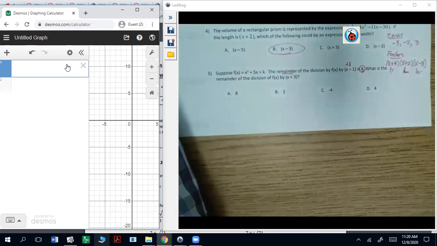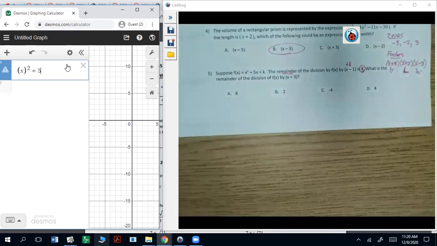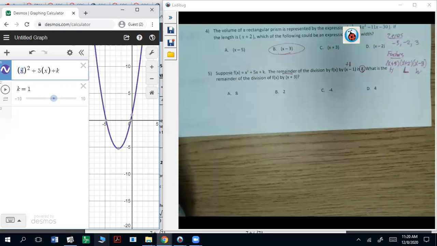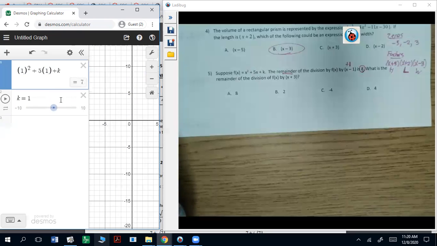So in other words, if I plug in 1 into x squared plus 5x plus some number k, I get 8. Now what I'll do is I'll plug in 1 here, and I'll adjust k so it gives me an output of 8. So if I move k to 2, look, my value is 8. So I can say plus 2 equals 8. So my remainder theorem says k is going to be 2.